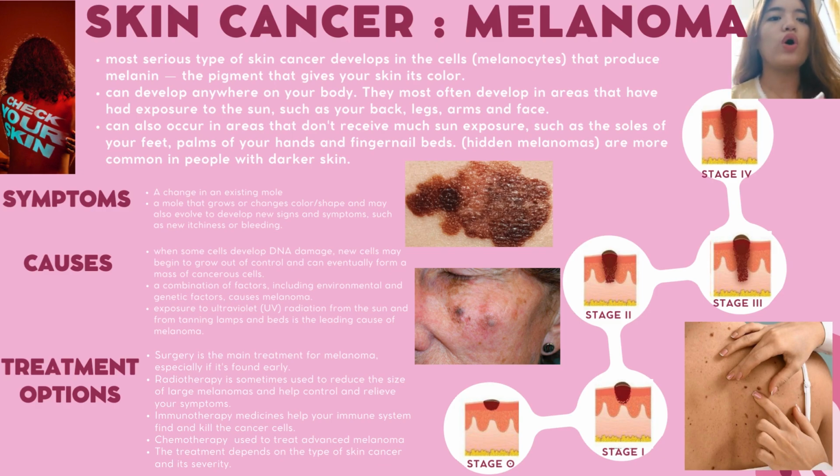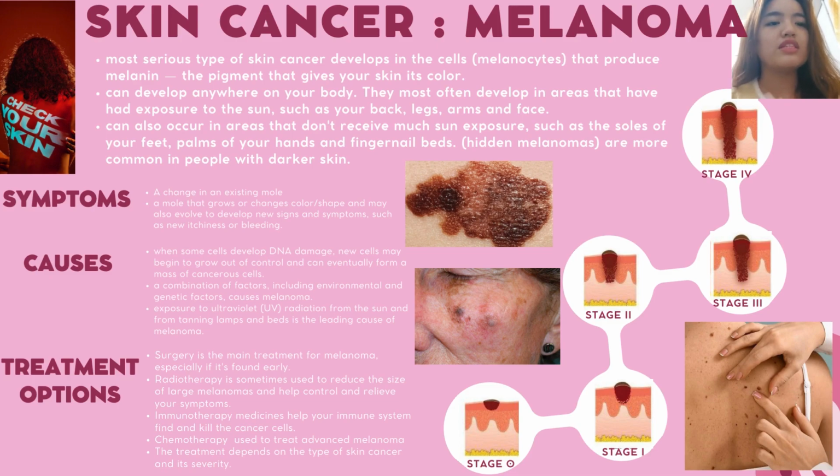It can also occur in areas that don't receive much sun exposure, for example, the soles of your feet, palms, and fingernails. This is called hidden melanoma. Hidden melanoma is more common in people with darker skin. Now, let's see what the symptoms of melanoma are. If you have a mole that changes in its shape or color, or develops new signs and symptoms such as itchiness or bleeding, it might be a symptom of melanoma.